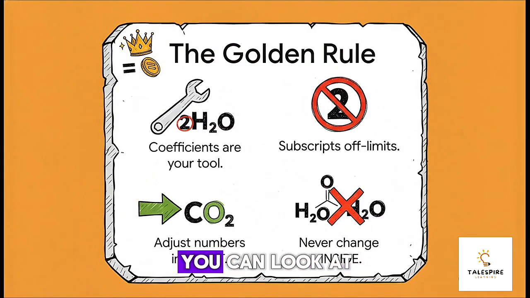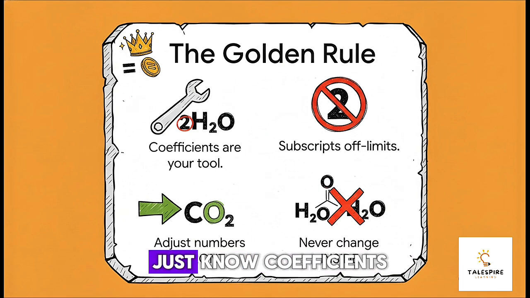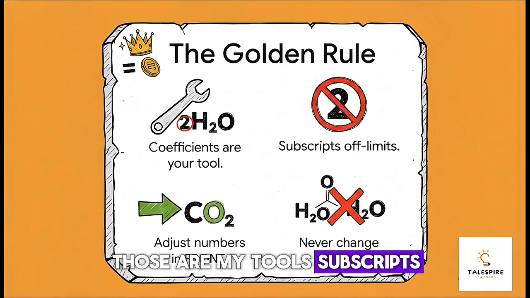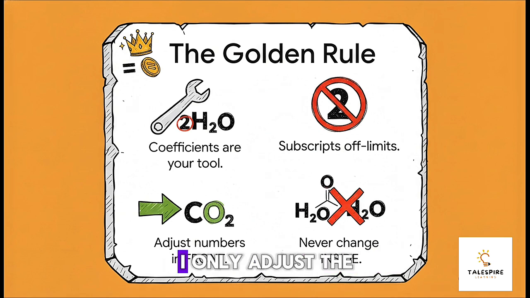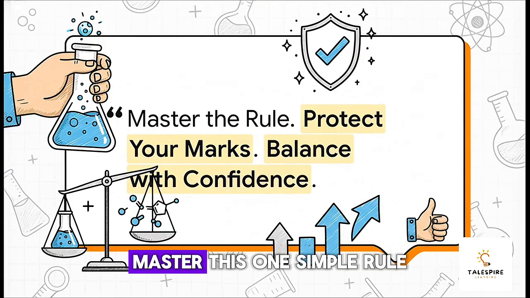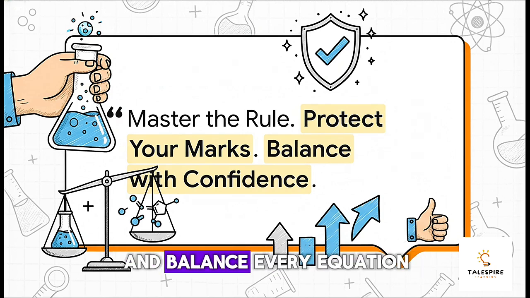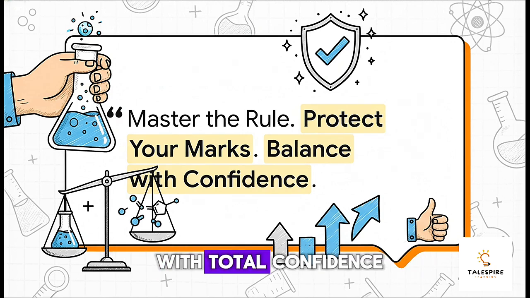From now on, you can look at any chemical equation and just know. Coefficients, those are my tools. Subscripts, they're totally off limits. I only adjust the numbers in front of the molecules. I never change the numbers inside them. And that, my friends, is how you protect your marks. So there you have it. Master this one simple rule and you'll protect your marks and balance every equation with total confidence.